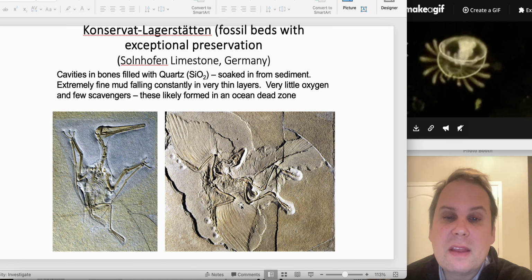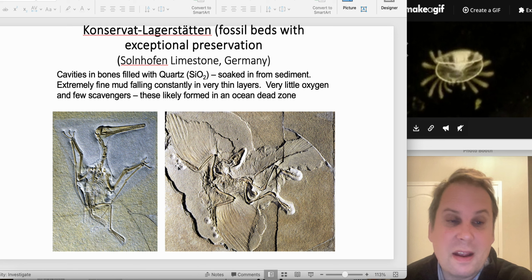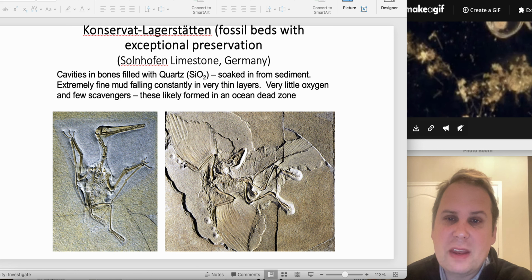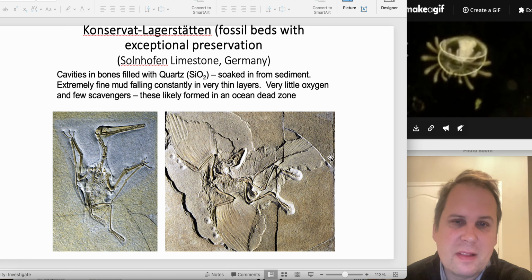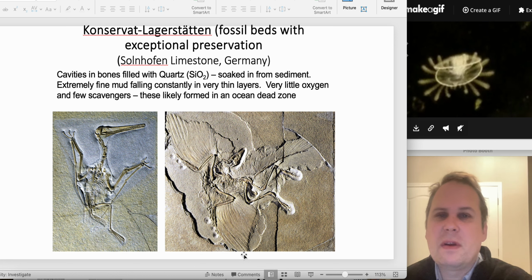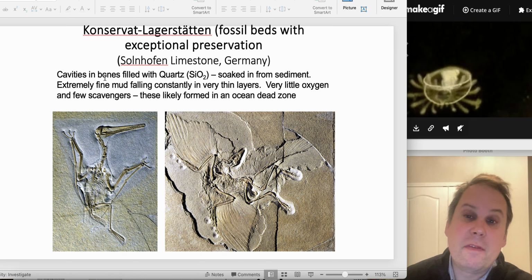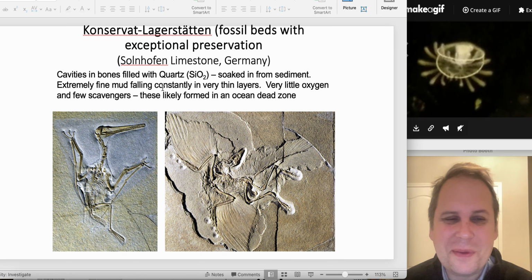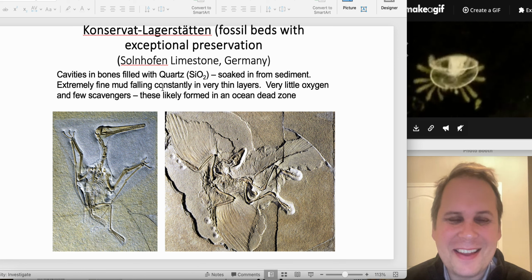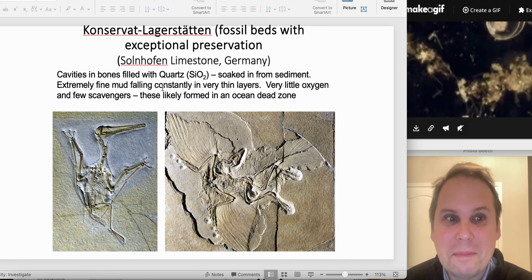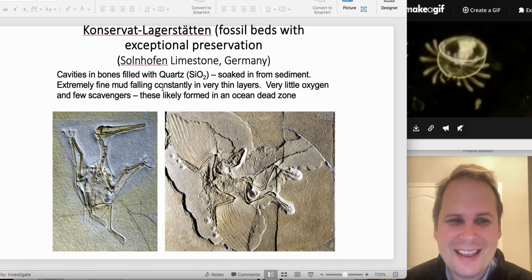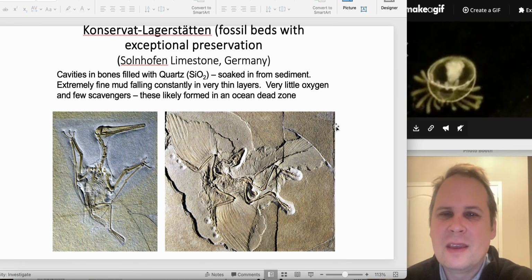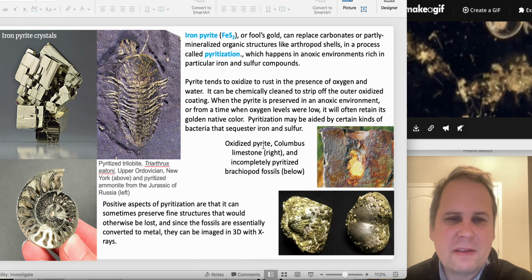So here, have a look. You get preservation of the bones. The bones have stayed there, and hard parts, I believe, stay there. But you get impressions of a lot of soft parts, like feathers in this case. So it's a mix. The cavities of the bones have filled in with quartz. Do you remember the fancy word for what filling in with quartz is? Or silicon dioxide. Permineralization, right? Silica permineralization. It's not hard, you got this. They have very fine mud in very thin layers.